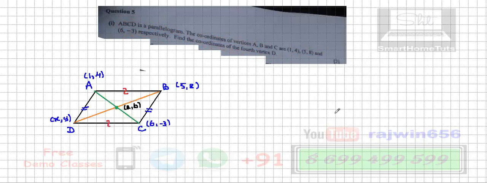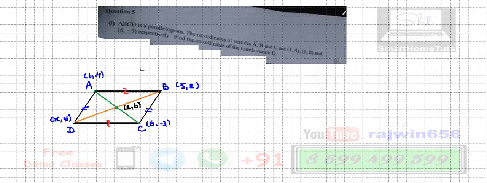According to the question, I have drawn the figure. Here you can see A, B, and C are the three vertices whose coordinates I have written, and the fourth vertex coordinate we are supposed to find. Now, this is the property of a parallelogram: the diagonals of the parallelogram bisect each other.